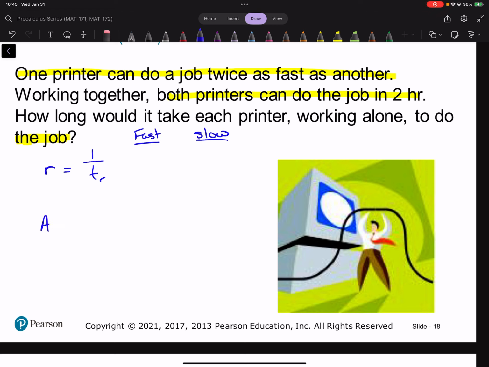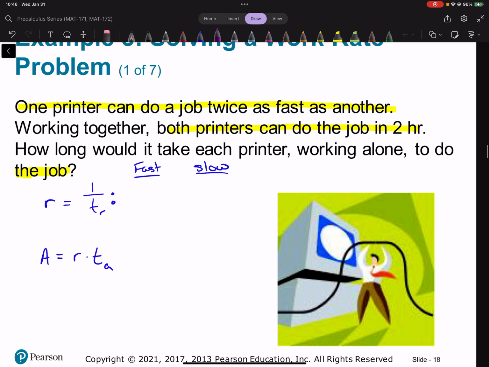So then we have actual, or your amount of the job completed. That's going to be R times T sub A. All right, so we're going to use both of these. First things first, let's define some work rates real quick. We don't know what the work rates are, so we're going to have to use X here. Now, if one printer can do the job twice as fast as another, that means the time, and let me scoot this on down with the lasso tool.